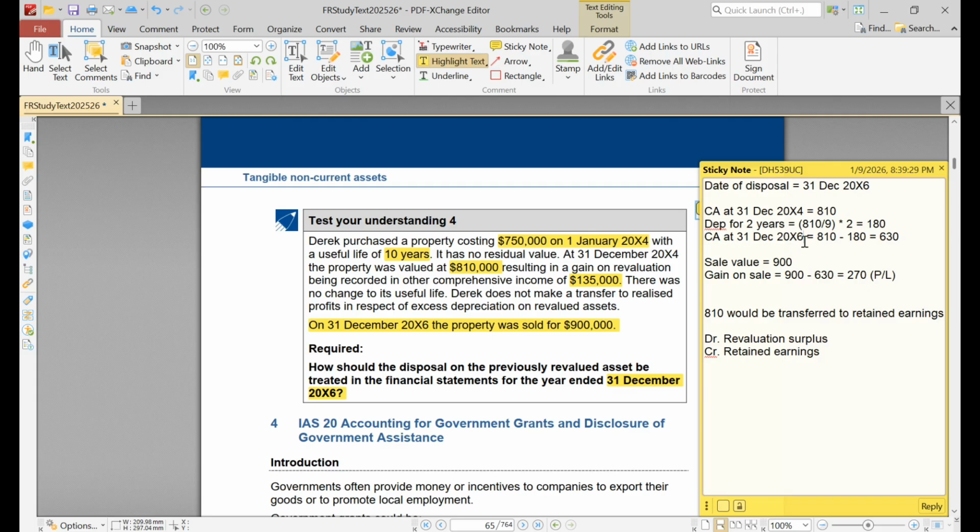So first step, we found out the carrying amount at 31st December 20x6, the disposal date. To find that, we calculated the depreciation for 2 years, because we already know that on 31st December 20x4 the value was 810. We calculated depreciation for 2 years, which came to 180, found the difference and got the value as 630. The sale value was 900, the carrying amount was 630, so it was a gain of 270, which would be recorded in P&L. And the second point is that any balance on revaluation surplus is transferred to retained earnings on disposal. So 810 would be transferred to retained earnings. So debit revaluation surplus, credit retained earnings.